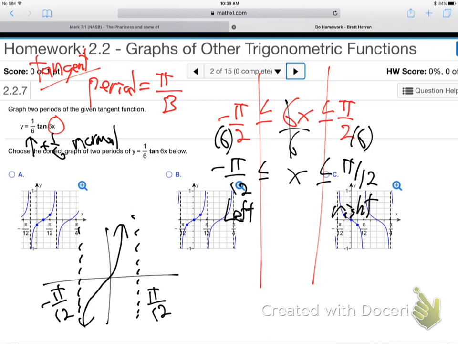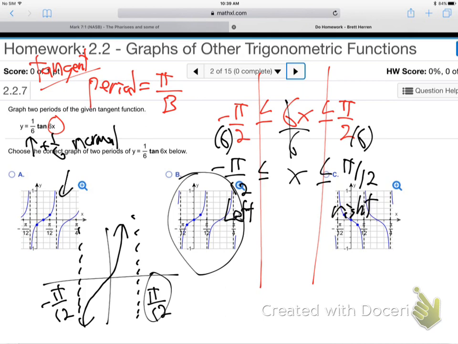Ours is not flipped. So which one of the graphs looks like that? That's B. It's the only one that looks like that. See, this one's off a little bit. They put pi over 12 there, but that's not where the dotted line is. So that's not A. See how A's wrong? They have the dotted line somewhere past the pi over 12. Wrong. The dotted line is right at pi over 12. So it's not A. C's upside down. So it's B.